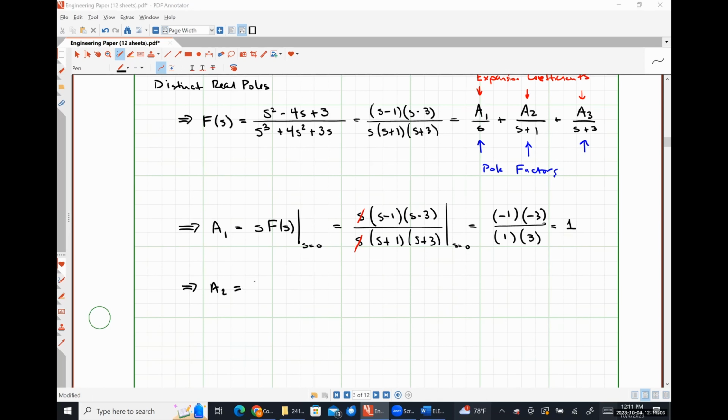s plus 1 times f of s evaluated at s is equal to 0. So that's going to be s plus 1 times s minus 1 times s minus 3 divided by s plus 1 times s plus 3, evaluated, it shouldn't be at s equal to 0. What should it be at? -1, exactly right, because we need to use our pole value here. So s equals -1.